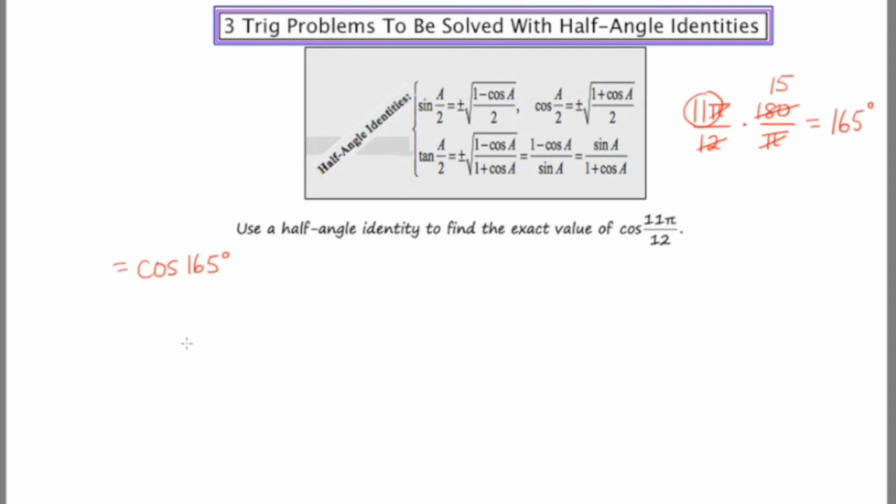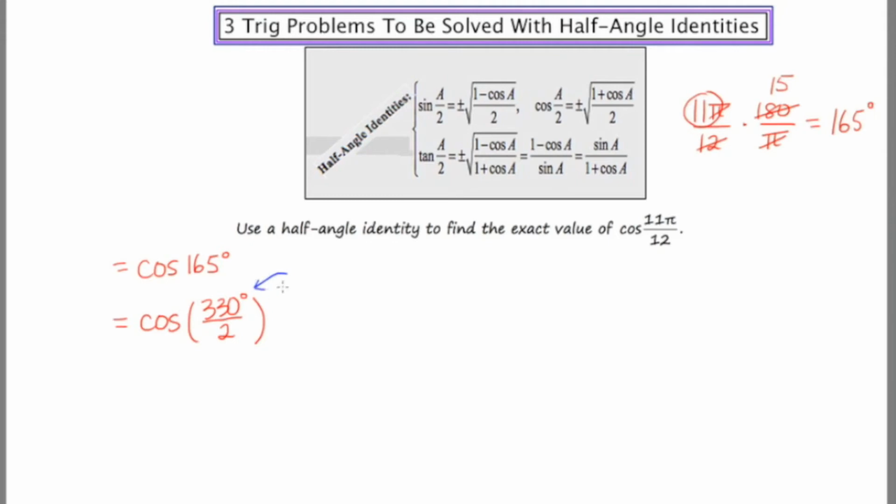Now, 165 degrees is not a benchmark angle that you've memorized. However, if we multiply that by 2, it ends up being 330. So 165 is half of a benchmark angle. So I'm going to go ahead and write this as the cosine of 330 divided by 2. Now we're going to use the cosine half angle formula, and if we look at the top in the box where that formula is, I need to start off by figuring out what A is. And A is going to be the number in the numerator. So A in this case is 330.